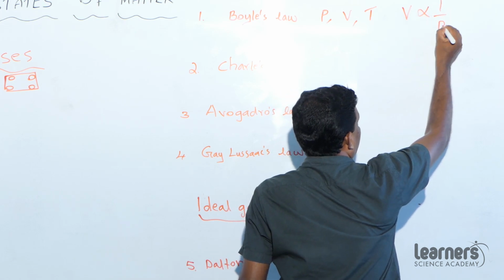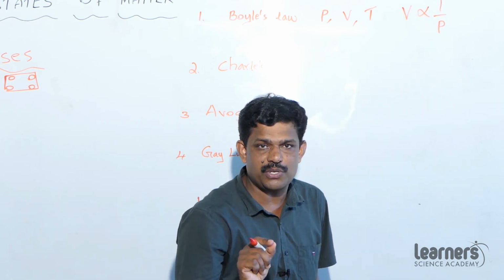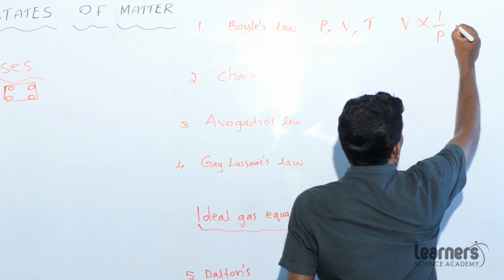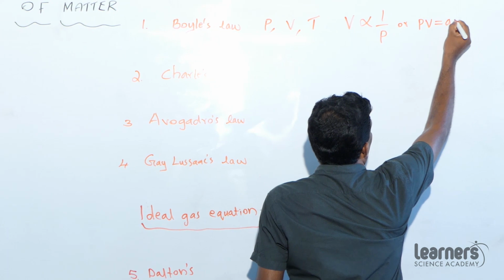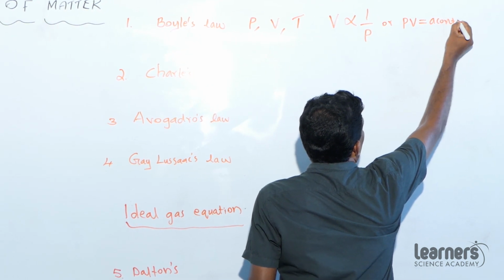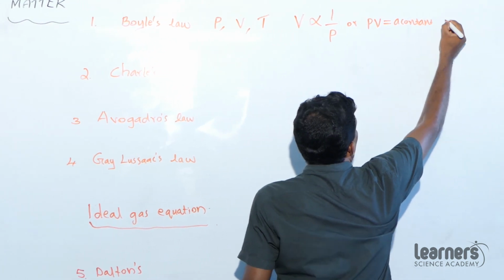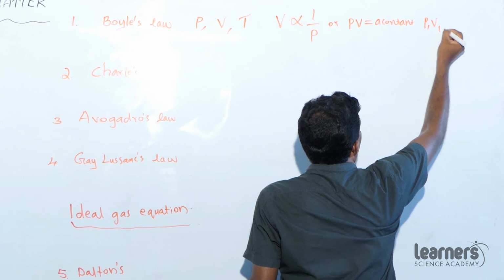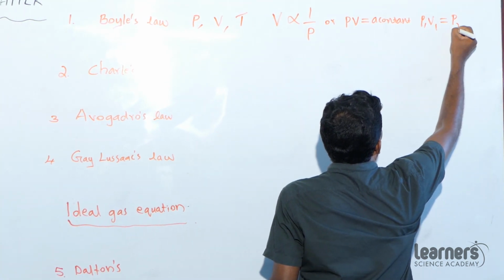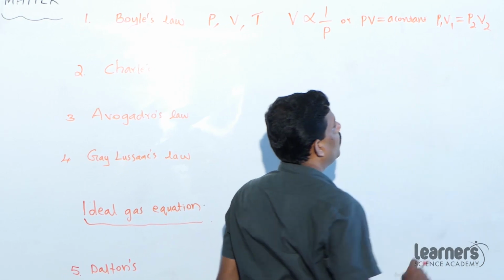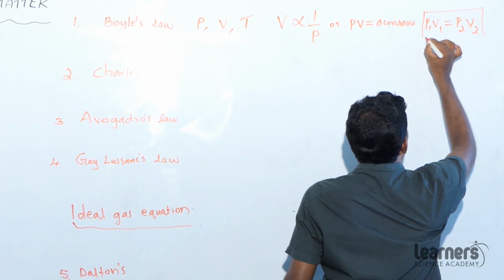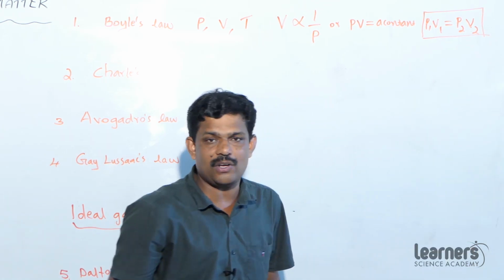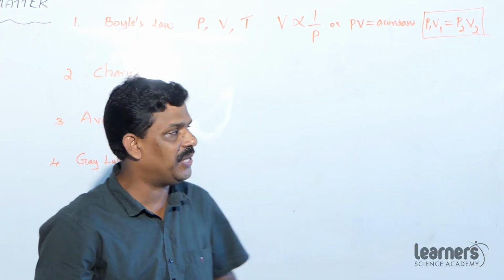That is, V is proportional to 1 by P, or PV is equal to a constant. Hence, we have the relation P1 V1 is equal to P2 V2. So from Boyle's law, we have the general relation P1 V1 is equal to P2 V2.